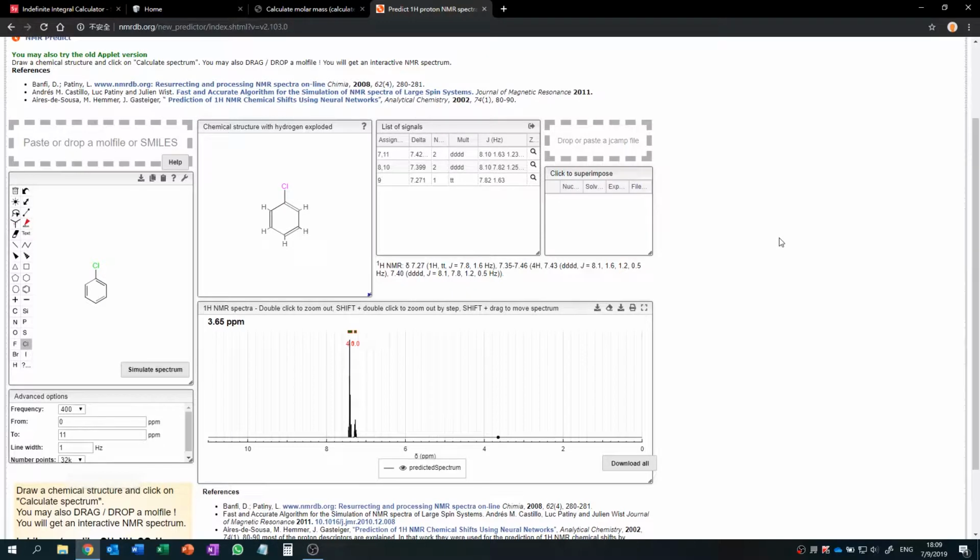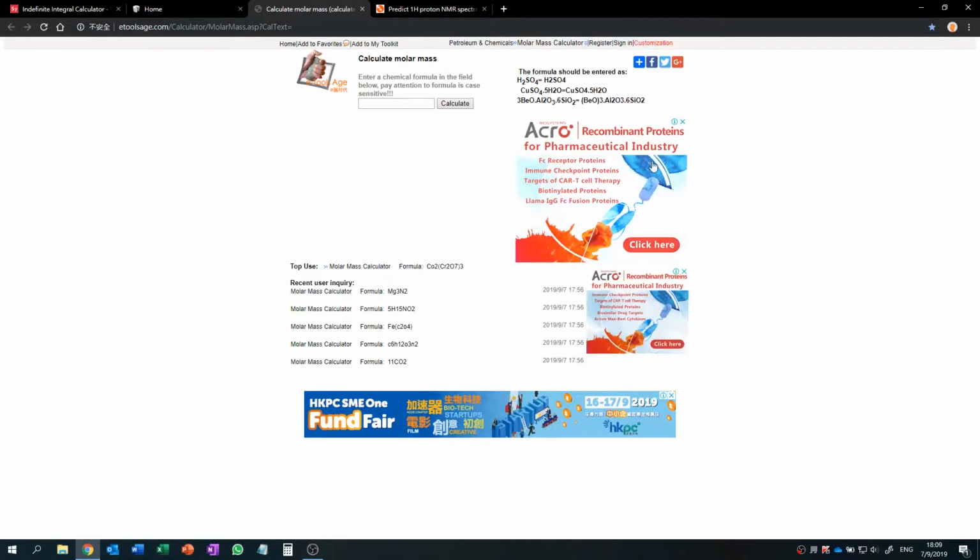So you can use this NMR spectra as a reference. It may not always be correct, and the J frequency may not always be correct as well, but it can be used as a reference when you do organic chemistry lab, particularly in assignment of the peaks.